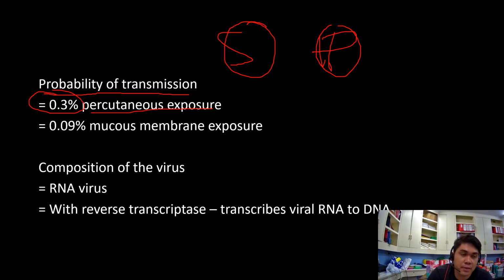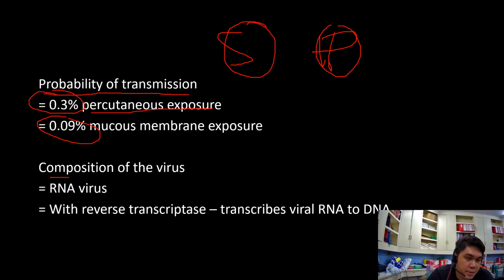HIV transmission, but the probability is very low. It's 0.09%. Okay, but there is still a possibility of HIV transmission. So that's why using a phone in the laboratory is prohibited.